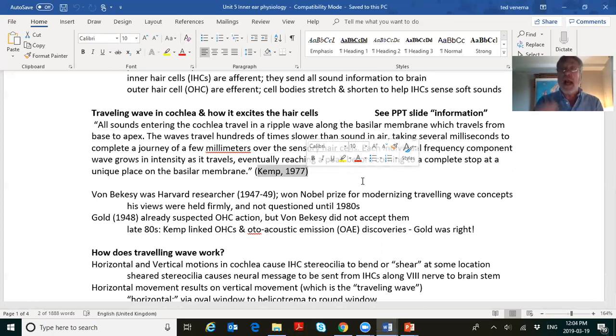Otoacoustic emissions can actually be measured with a probe, and they result from the outer hair cells working their proverbial butts off. Remember we said the outer hair cells are the muscles of the cochlea? They don't communicate much with the eighth nerve. They don't send sound info to the brain. It's the inners that do. If you lose inner hair cells, you're deaf. If you lose outer hair cells, you'll have a hearing loss. It's different. We'll be explaining all of this, okay?